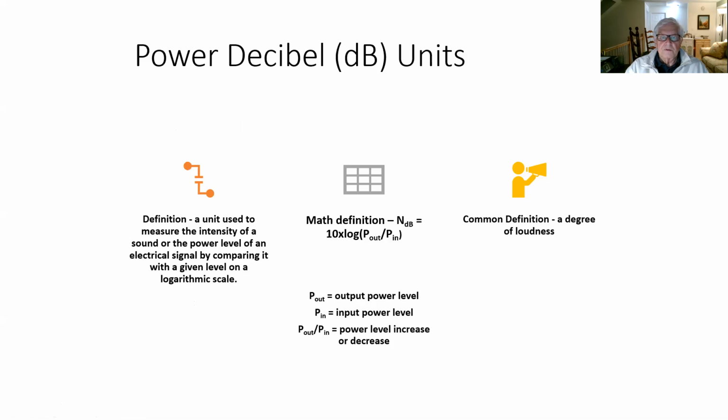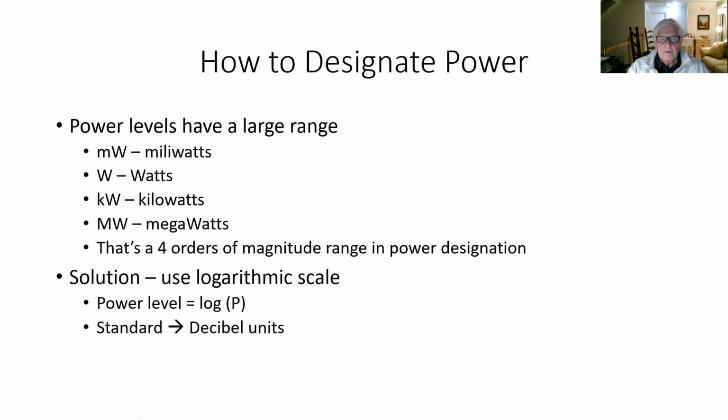So power decibels, dB stands for decibel unit. Definition: it's used to measure the intensity of sound or the power level of an electrical signal by comparing it to a given level on a logarithmic scale. So basically we're talking about a logarithmic quantity. Why do we like logarithmic? Well, it goes back to this. We've got a large scale, so we want to use a logarithmic scale.